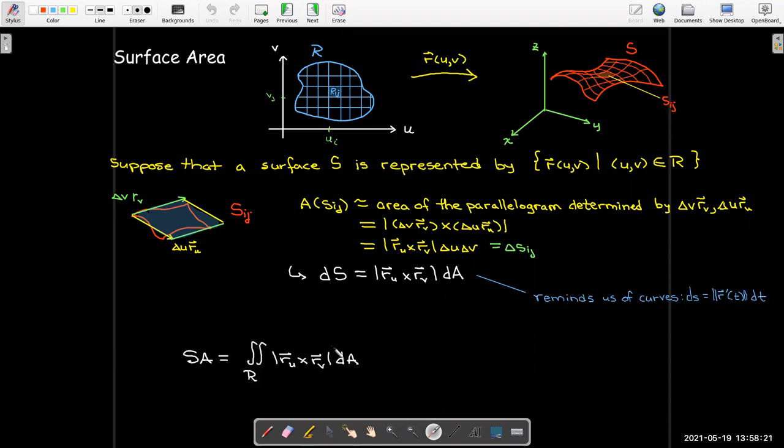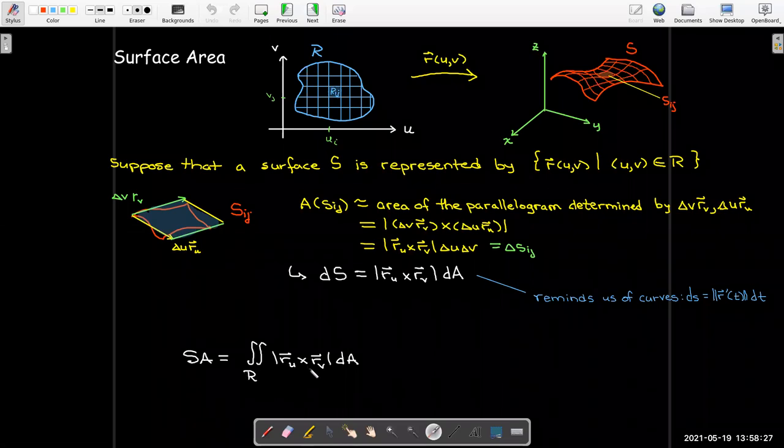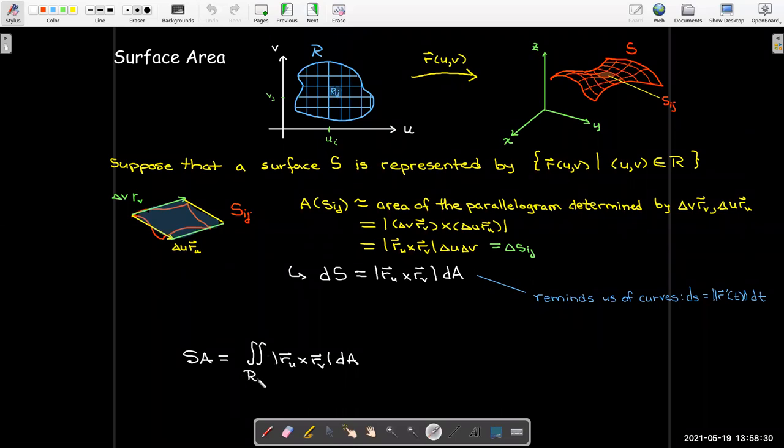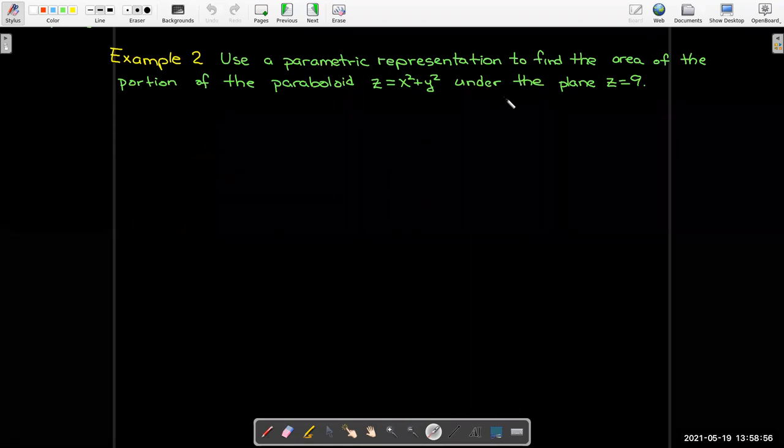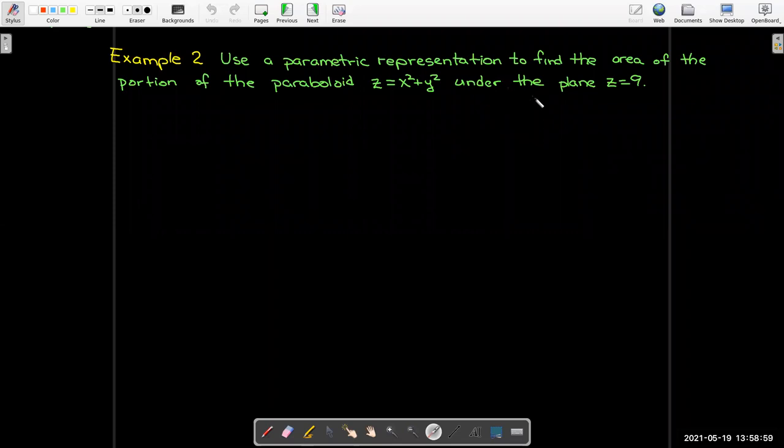So then our formula for the area of this portion of the surface is going to be the double integral over the parametric region R of the magnitude of r_u cross r_v times dA. Let's look at an example. We're going to find the area of the portion of the paraboloid z equals x squared plus y squared under the plane z equals 9. Now we could actually solve this without using a parametric representation, but we're going to solve it using two different parametric representations to illustrate an important point.